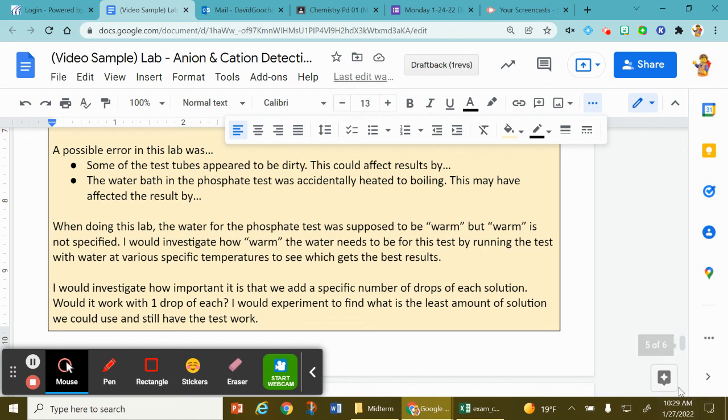Anyways, guys, use this to help you write your lab conclusion and resubmit your labs by Monday, January 31st at the latest so that I can grade it and get any corrections in to marking period 2.